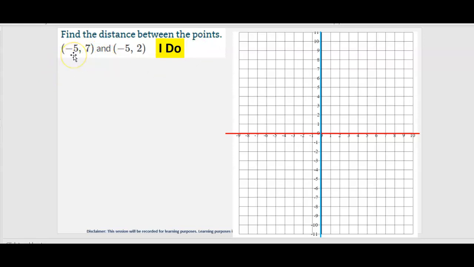For example, find the distance between the points -5, 7 and -5, 2. Notice again that the x values are the same. So right away, let's just see, where does that point go? It goes right there. Let's see that again. There's -5, 7. And how about this one? There's -5, 2.